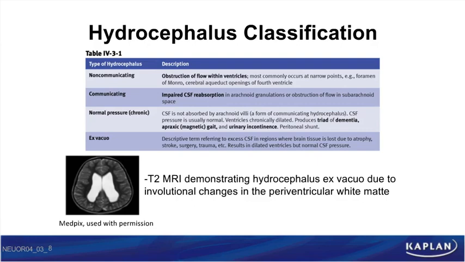Lastly, there's hydrocephalus ex vacuo, which is relative enlargement of the ventricles due to brain tissue loss or atrophy, as may occur during several conditions, i.e. following stroke, surgery, trauma, advanced age, HIV-associated dementia, or as seen in alcoholism. The ventricles are dilated, yet CSF pressure is normal.